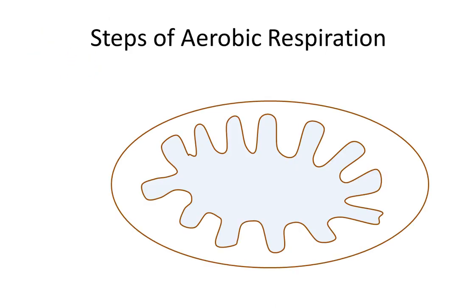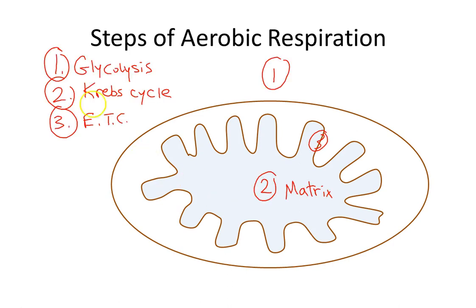If we look at this mitochondria, there's three main parts of the mitochondria that we should be familiar with. This is the outer membrane. There's the inner membrane, which has these folds called cristae to increase surface area, and on the very inside, which is filled with enzymes, this is called the matrix. The three steps of aerobic cellular respiration are glycolysis, the Krebs cycle, and the electron transport chain.